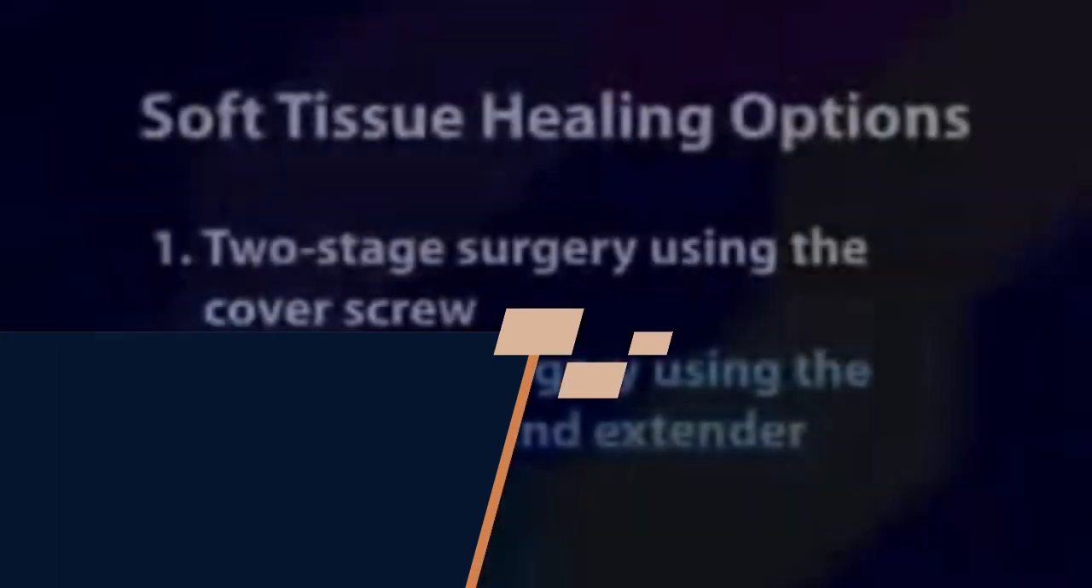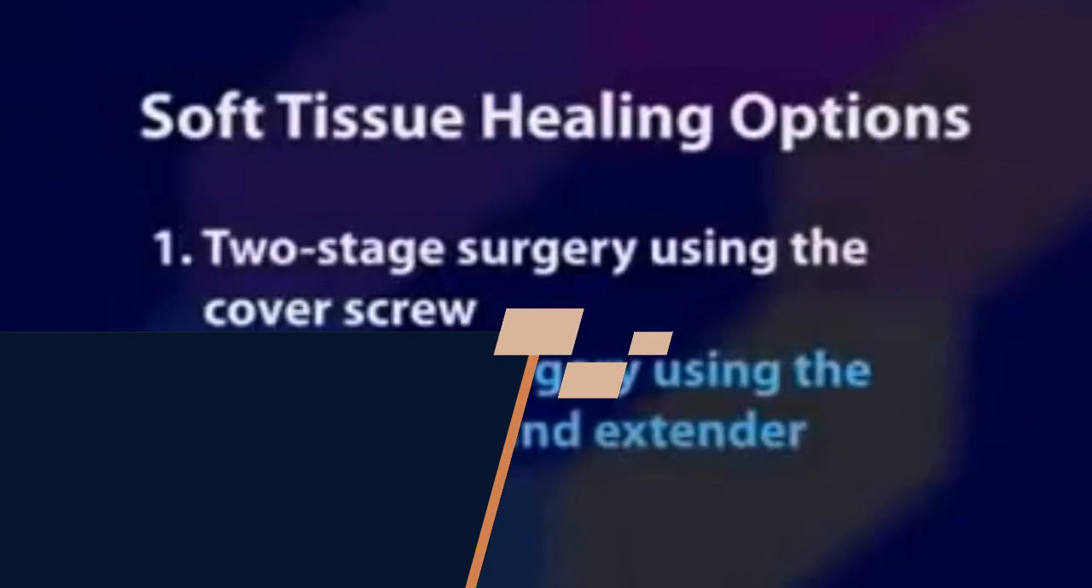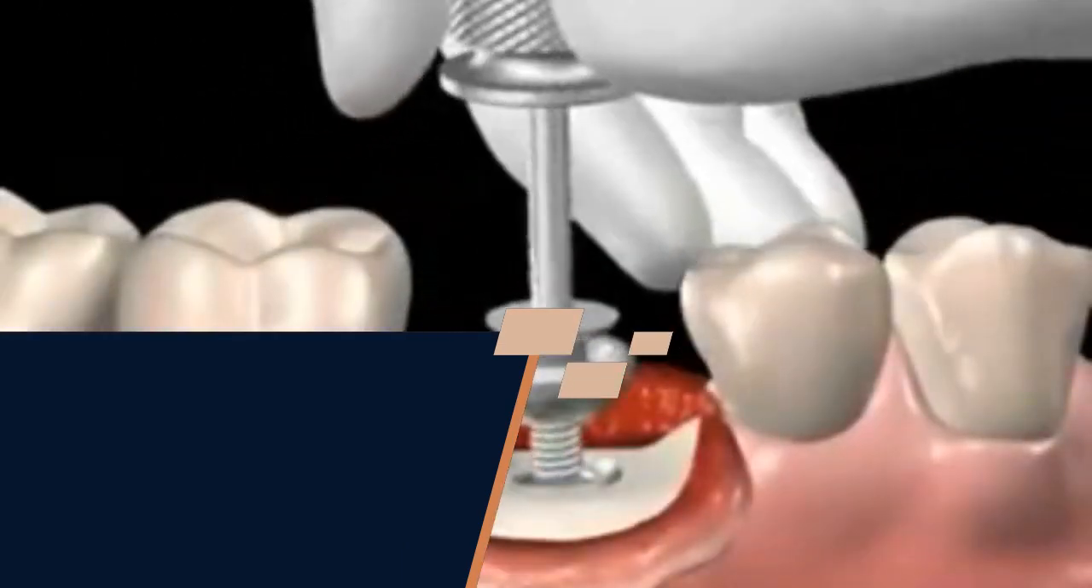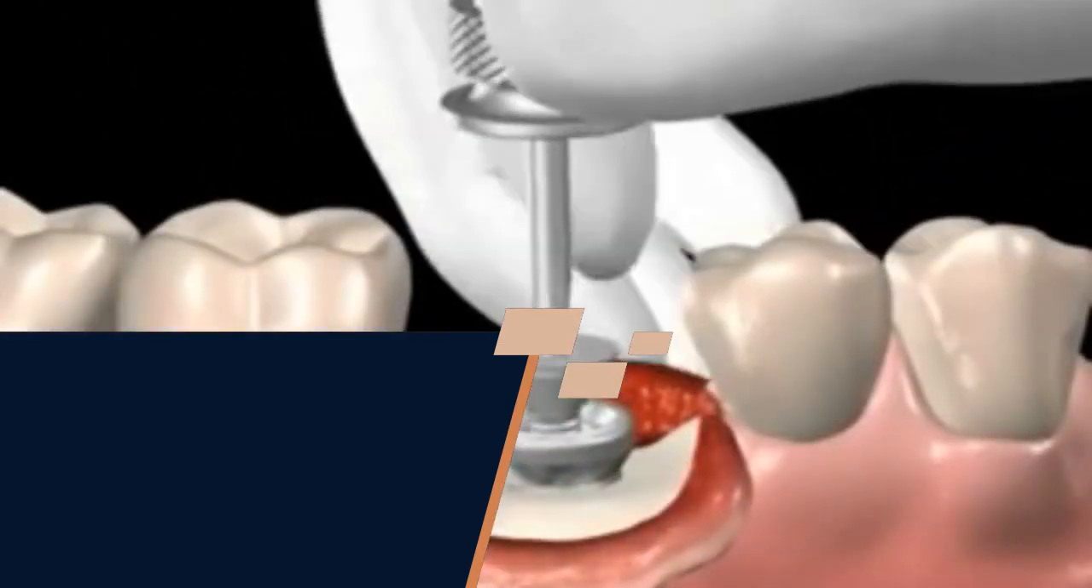The dental implant itself consists of three main components. Implant fixture. This is the part that is surgically placed into the jawbone. It is typically a small, screw-shaped post made of biocompatible titanium. The implant fixture acts as an artificial tooth root, providing a stable foundation for the replacement tooth.